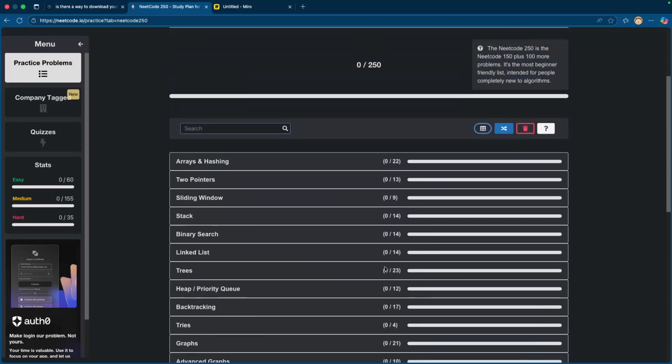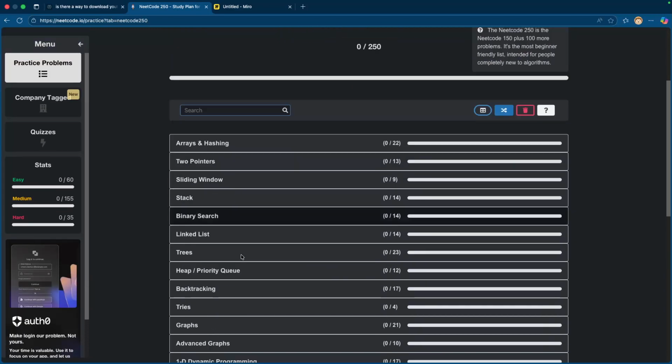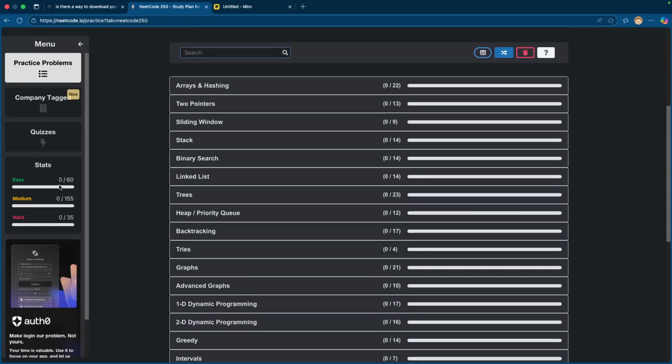These are all the types of question patterns which are asked, and there are a total of 60 easy questions, 155 medium questions, and 35 hard questions. So all these 250 questions are mostly going to cover all types of questions which are asked in those companies.